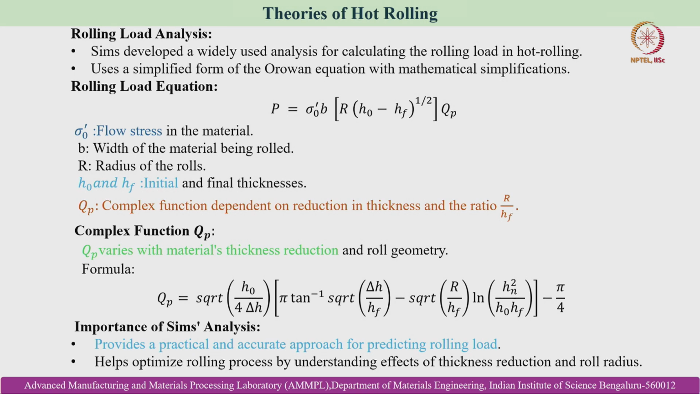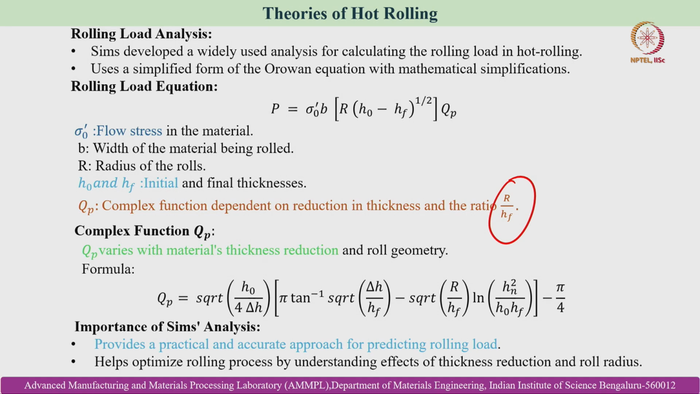The rolling load equation is P equals sigma_0 prime B into (R into (H_0 minus H_f)) to the power half into Q_P, where H_0 is the initial height and H_f the final height of the workpiece. Sigma_0 prime is the flow stress in the material, B is the width of the material being rolled, R is the radius of the rolls, and capital Q_P is a complex function dependent on reduction in thickness and the ratio R by H_f.